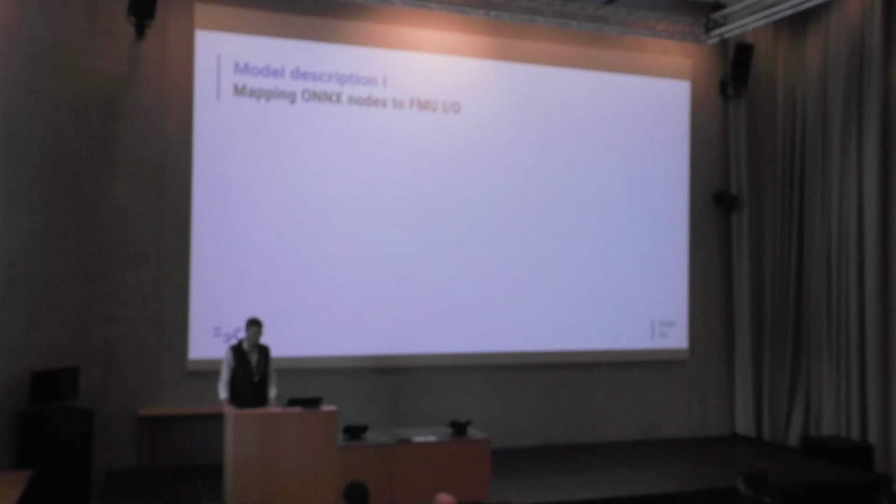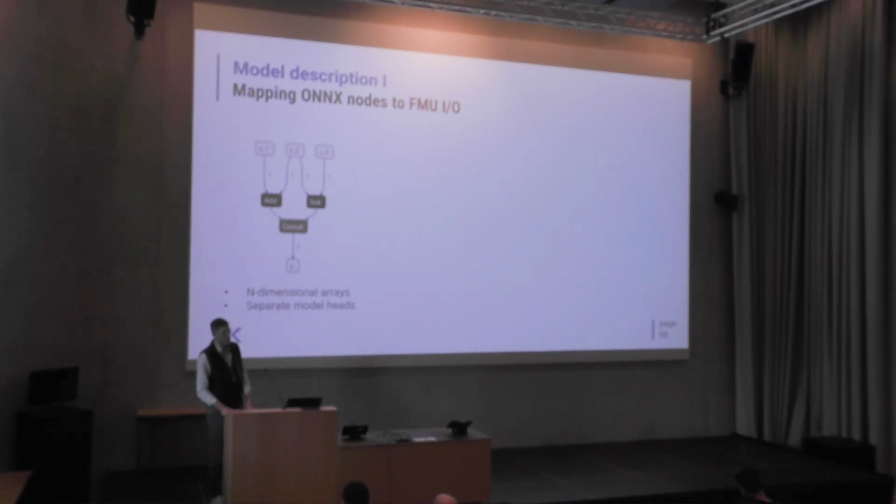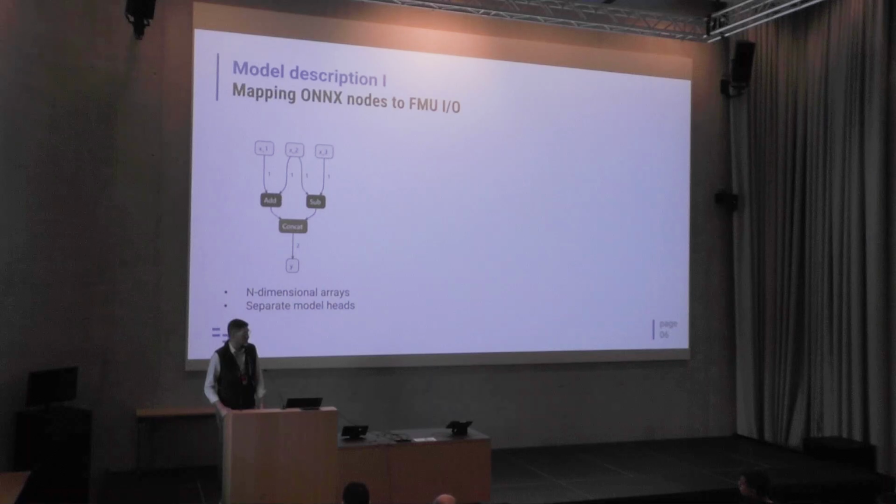So the first approach with this tool is, of course, the mapping of an ONNX model to the FMU input-output. This is an example of a very simple graph-based model expressed in ONNX. So here you don't see the very common multi-layer perceptron. We can do many other types of graph-based calculations with ONNX, and here we simply show the addition and subtraction of some scalars and then their concatenation into arrays.